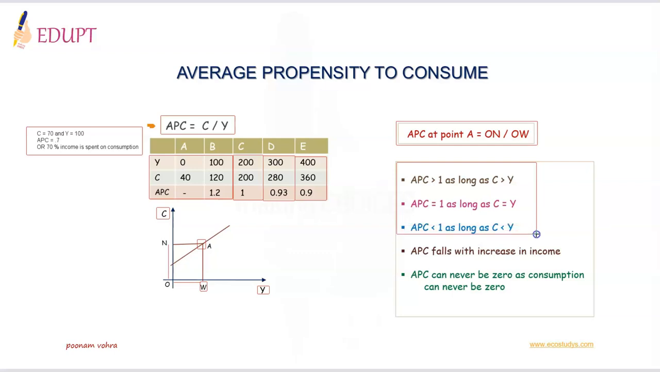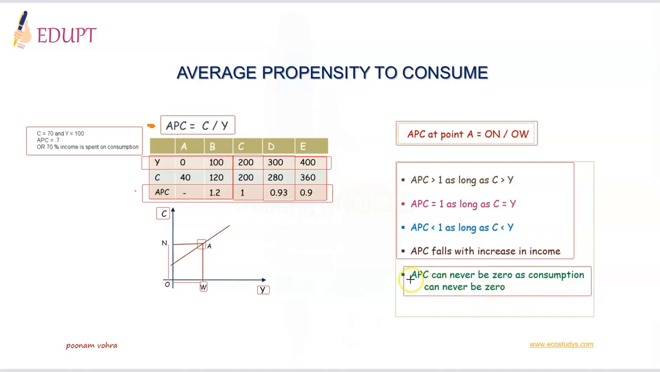Less than 1 as long as C is less than Y. APC falls with increase in income, as we have seen in the table also, it falls with increase in income. Most important is that APC can never be 0 as consumption can never be 0.